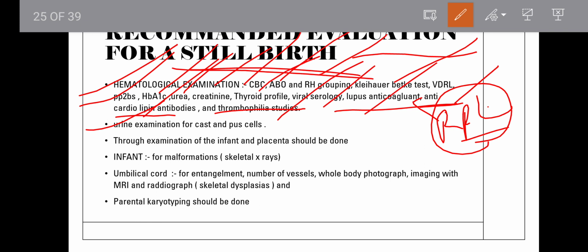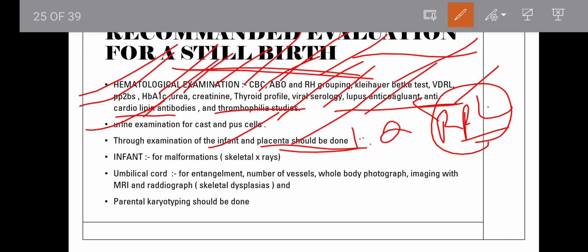Thorough examination of the infant and placenta should be done. So after delivering the baby, the infant and placenta should be looked at thoroughly for any reason, like too tight loops of the cord around the neck. Sometimes you find a meconium stained placenta or any other causes like skeletal abnormalities or anything else. So thorough examination of the infant and placenta should be done.